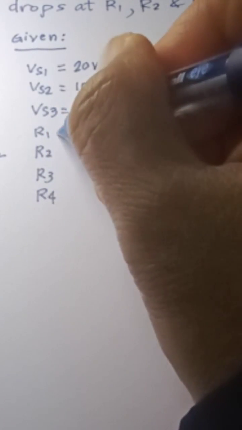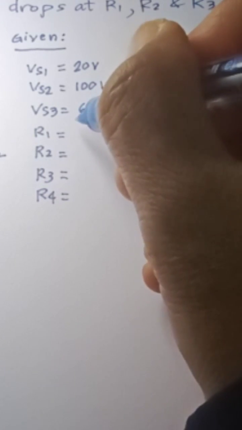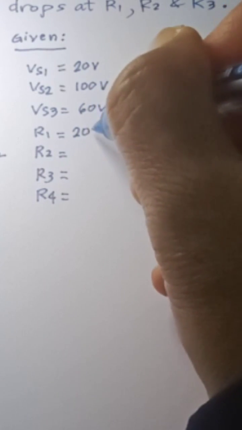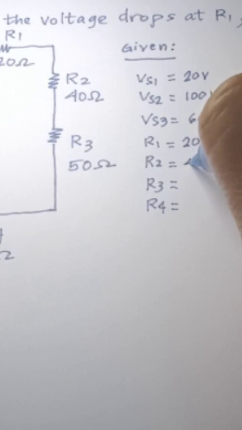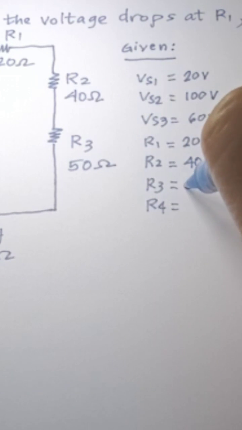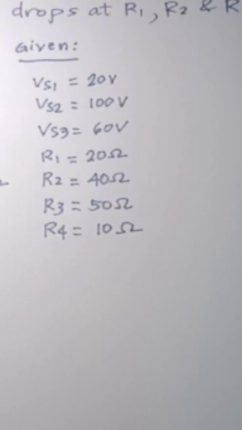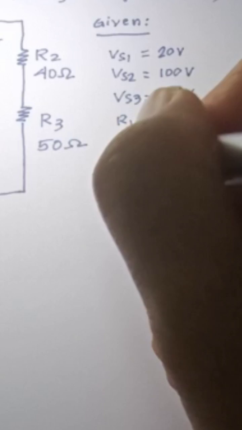We have R1, R2, R3, R4, and these are equal to the following ohms. The first one is equal to 20 ohms. The second one is 40. The third resistance is 50 ohms. And the last one is equal to 10 ohms.